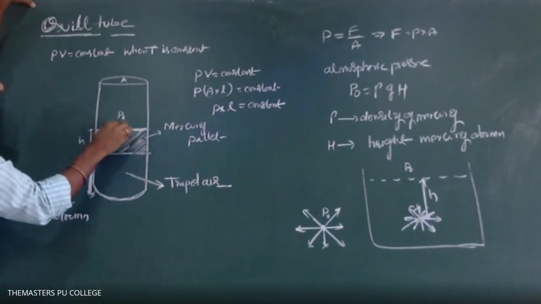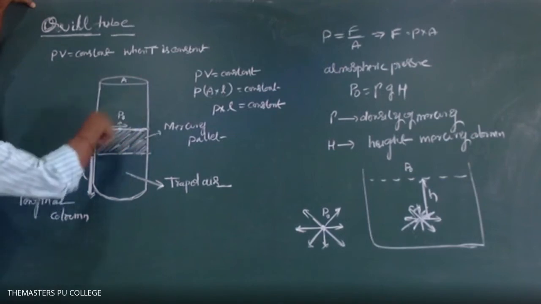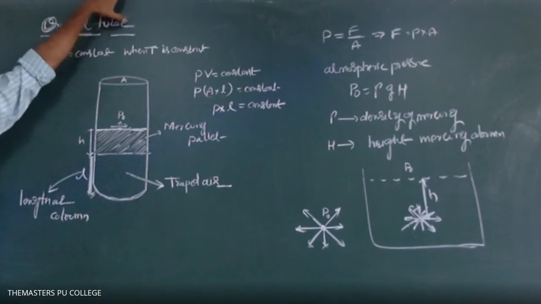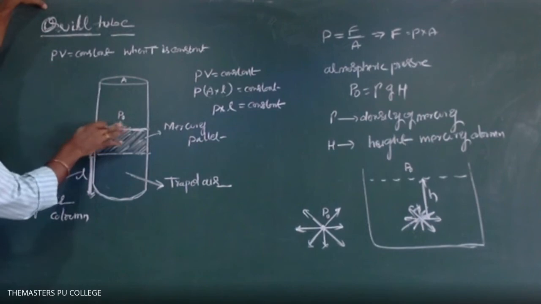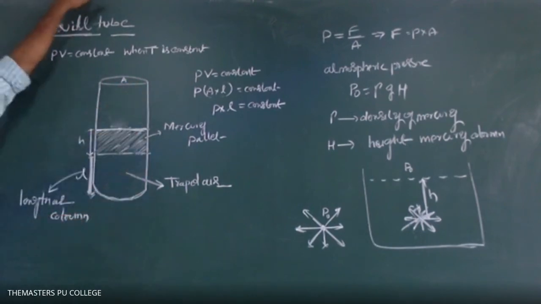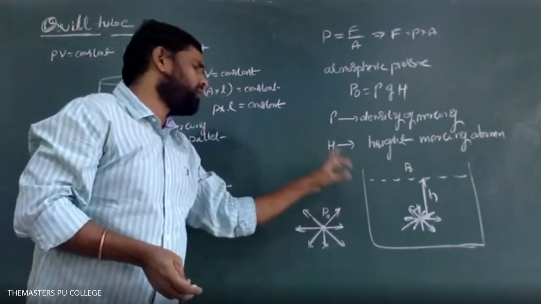P naught is acting vertically downward, vertically upward, horizontally to the left, slantways up, and in all possible directions. It is P naught. That is the characteristic of fluid pressure. Soon you will get it in the chapter called mechanical properties of fluids. Till then, remember that fluid pressure at a point in a fluid acts equally in all directions.